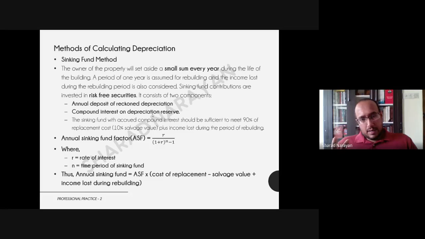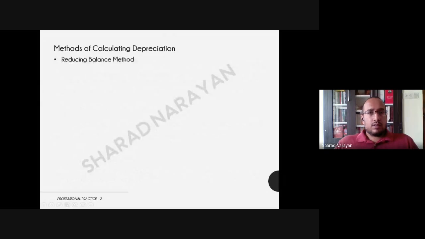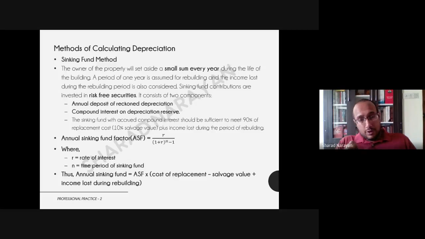If we were to calculate it, the annual sinking fund is equal to this factor ASF into the cost of replacement minus salvage value, plus the income which is lost during rebuilding. There will be a problem given at the end of this exercise, which you can use these formulas to solve.